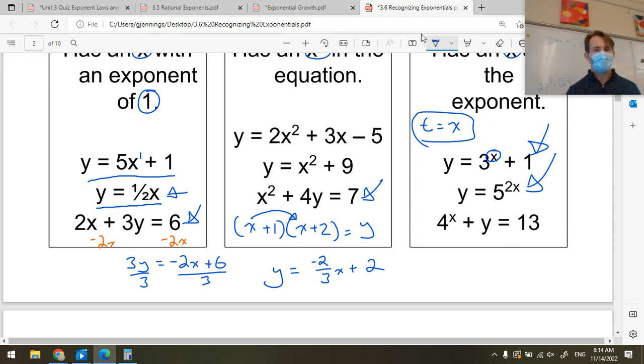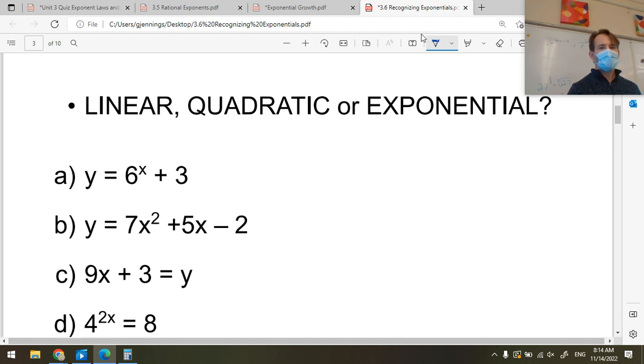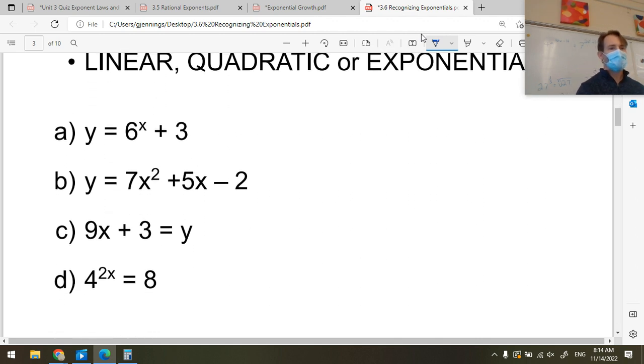But this one's called standard form for the line. Carry on now? Let's go. All right, so let's take a look at these examples. Tell me, is A, what kind of equation is that? Linear, quadratic, or exponential? Yeah, okay, I see the x as the variable is the exponent. Great, that's exponential.